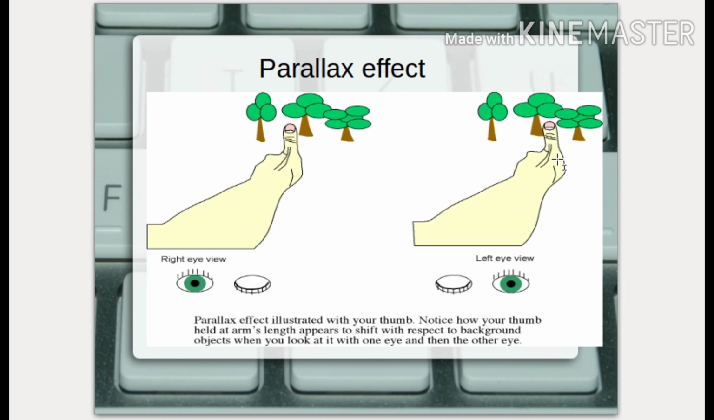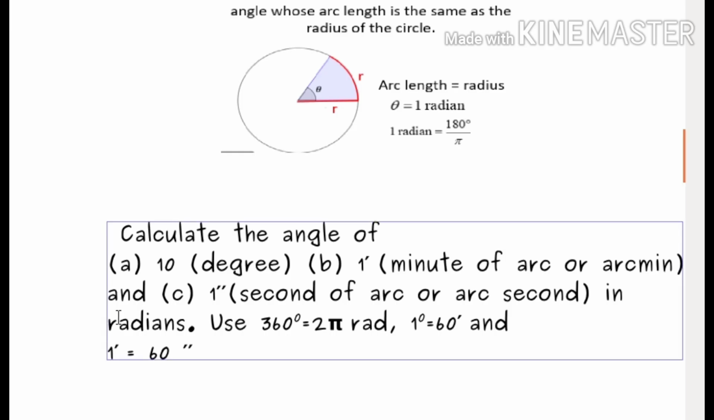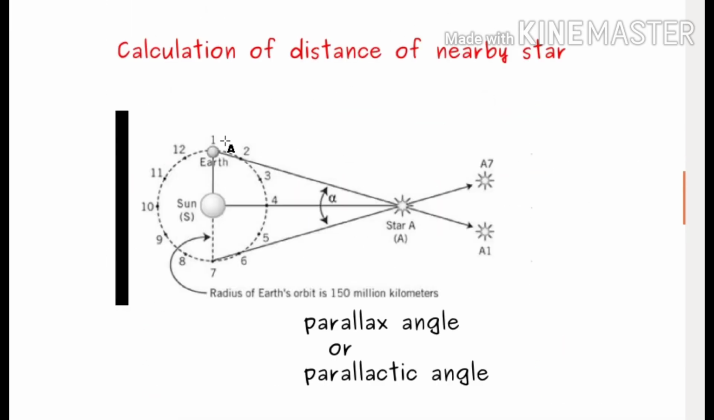Now this is the basic method by which we can calculate huge distances, like earth to star. Okay, so let us understand this. The use of this method is to determine large distances. So let us see how to do it. Calculation of distance of a nearby star.